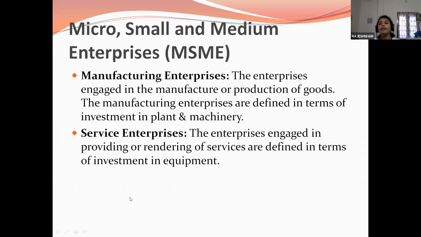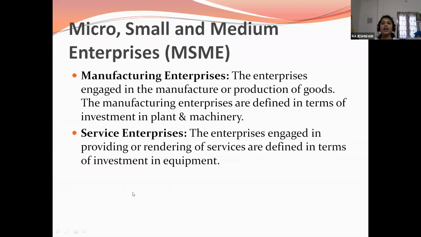In MSME, basically we can classify two different types of enterprise: manufacturing enterprise or service enterprise. Manufacturing enterprise means we are engaged in manufacture or production. We are creating or manufacturing a product, that means investment in plant and machinery. That is the manufacturing enterprise type. Service enterprise means providing or rendering of services, defined in terms of investment in equipment. That means an enterprise engaged in providing or rendering of services.